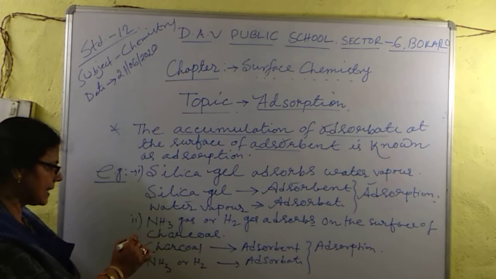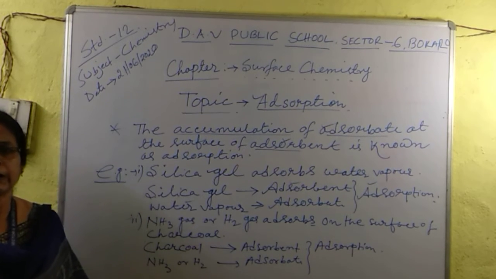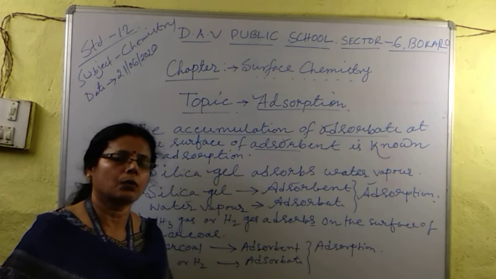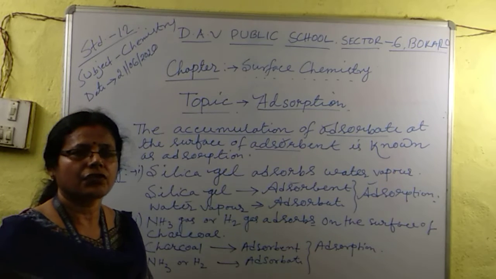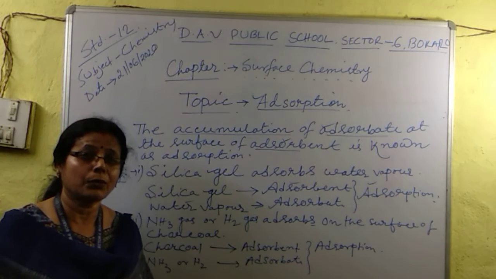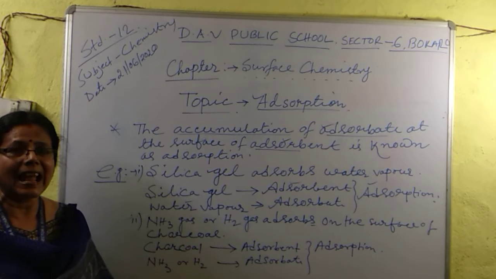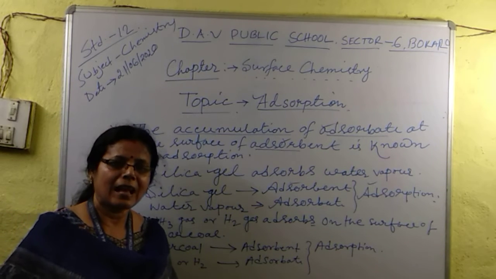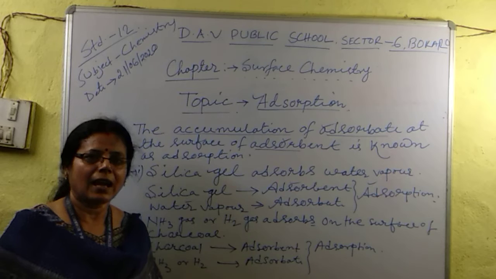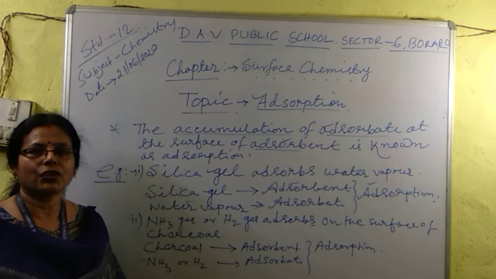Okay. Next is the second example I have given. NH3, ammonia, or hydrogen gas adsorbs on the surface of charcoal. So, students, tell me, which is the adsorbate and which is the adsorbent? Ammonia gas or hydrogen gas acts as the adsorbate. Charcoal acts as the adsorbent and ammonia or hydrogen gas acts as the adsorbate.